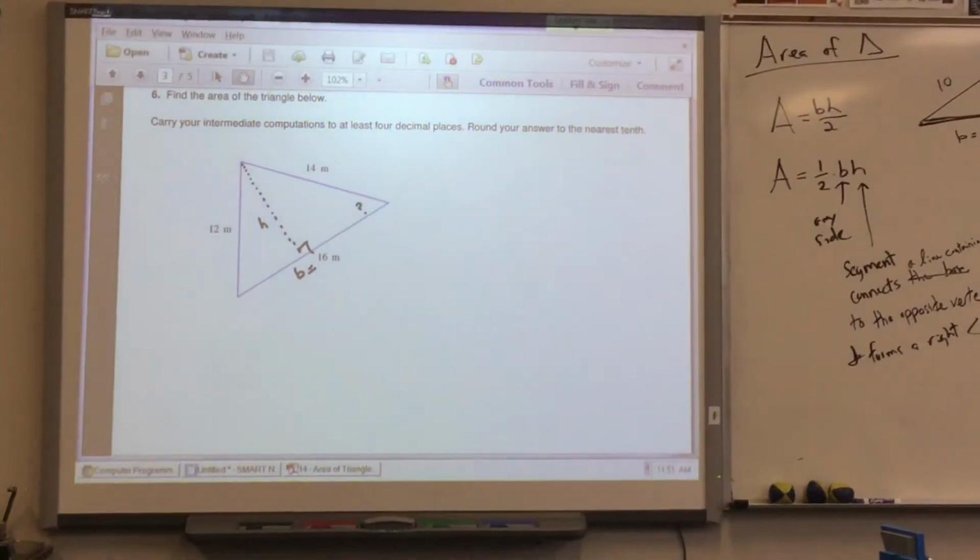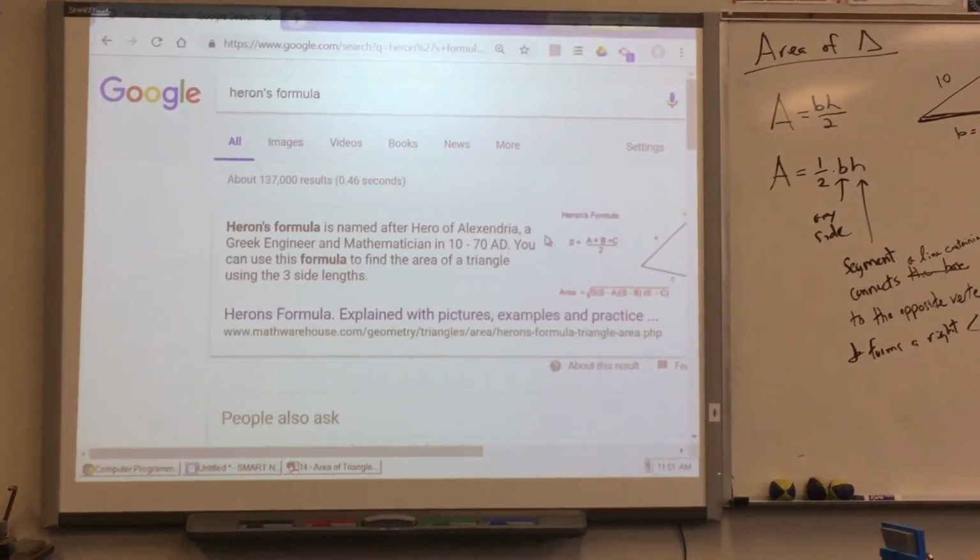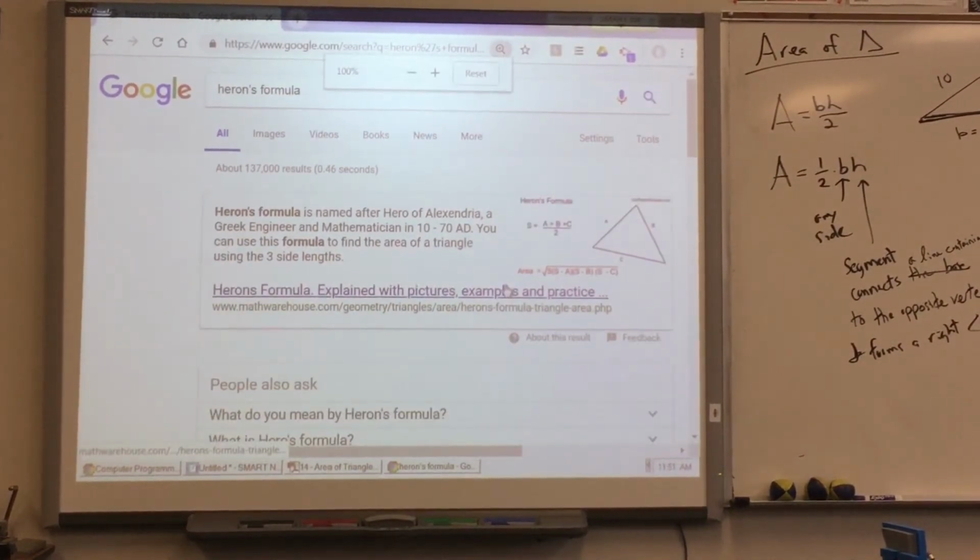Alright, here's the answer to the riddle. We are both correct. Heron's formula is named after Hero of Alexandria, a Greek engineer and mathematician. You can use this formula to find the area of a triangle using the 3 sides. This is a lot.